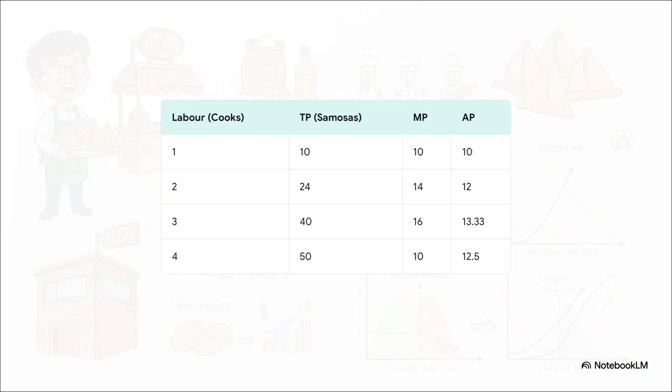All right, have a look at this table. Total product is just the total number of samosas they make. Average product is the number of samosas per cook. But marginal product, now that's the key. That's the number of extra samosas the newest cook adds to the team. Just notice how that number first goes up, from 10 to 16, but then it starts coming down.